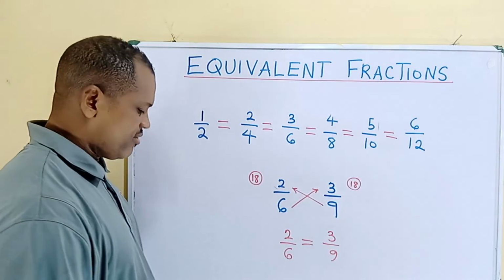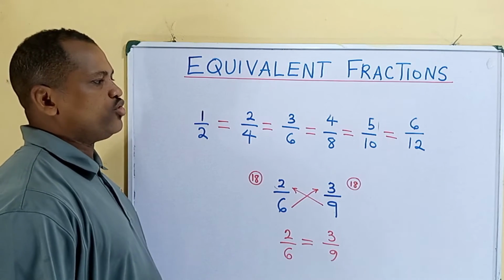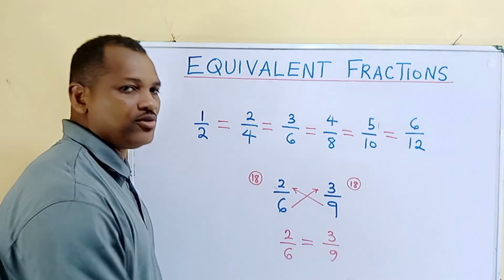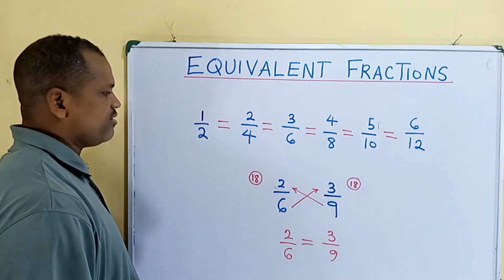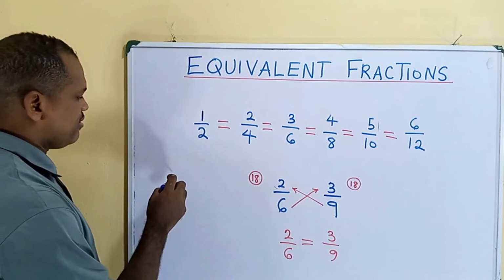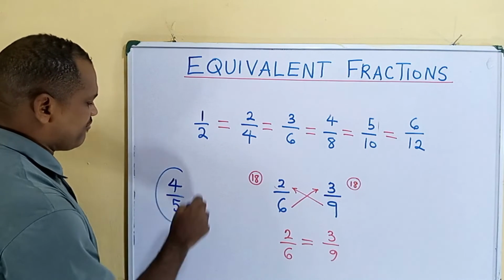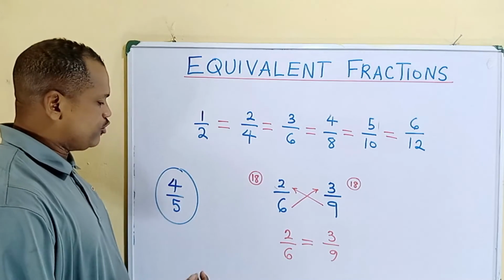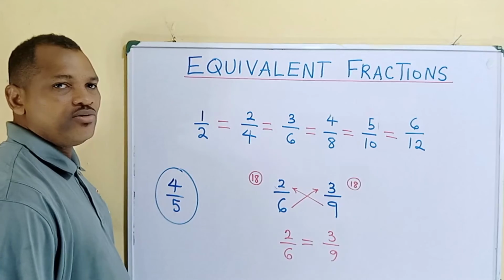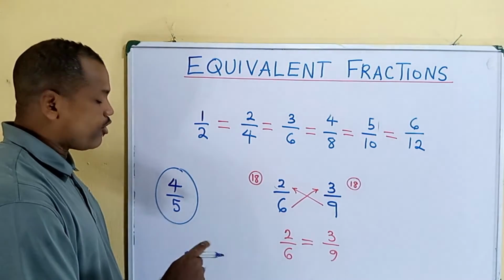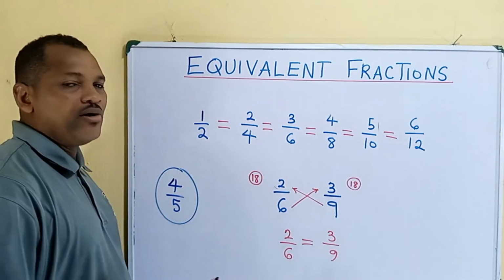Now, in our next video, I will be teaching us how to produce equivalent fractions, because they will give you a fraction and ask you to list 5 fractions or 10 fractions that are equivalent to the given fraction. For example, they will give you a fraction like this, let's say 4/5. And they will ask you to write 5 fractions, or as many as you are asked to write, that are equivalent or equal to this. So in our next video, I'll be showing us how to do that.